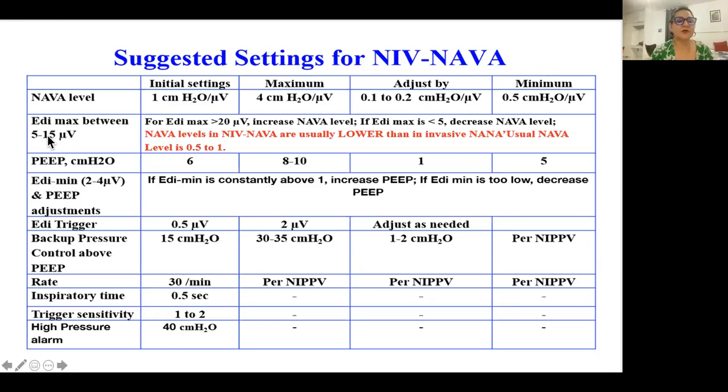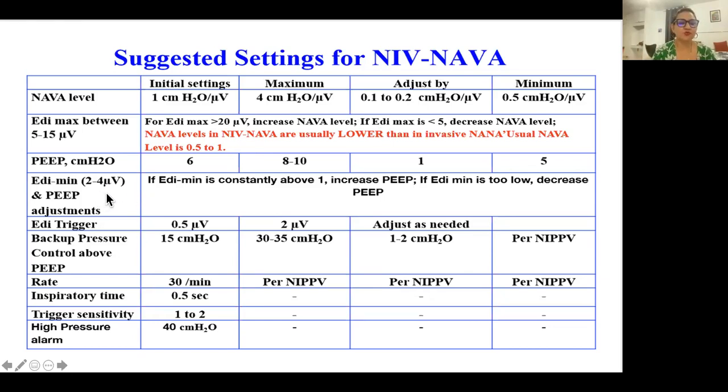EDI maximum is 5 to 15. For any EDI maximum, if it is going beyond 20, we have to increase the NAVA level. And if the EDI maximum is less than 5, we have to reduce the NAVA level. So usually the NAVA levels in the NIV NAVA are lower than in the invasive NAVA. The usual NAVA level is 0.5 to 1 in the NIV, and in the invasive, it is a little higher.